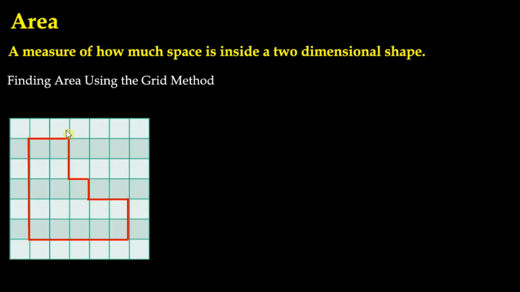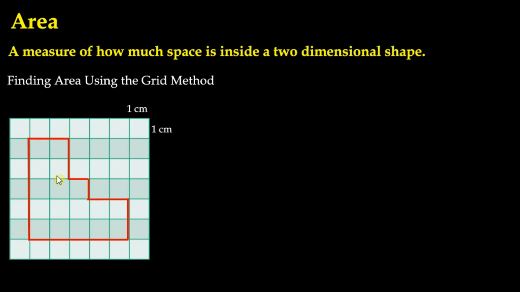Now each small square on this grid has a side of, let's say, 1 centimeter. That means all four sides of this square are 1 centimeter. So each square is 1 square centimeter. Now when we draw a shape on the grid, we can find its area, which means measure the space inside the shape by counting the number of small squares inside the shape.